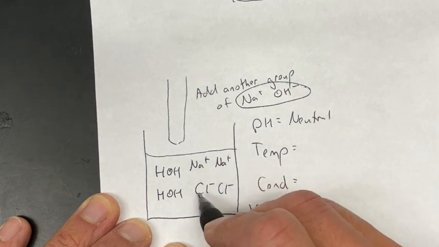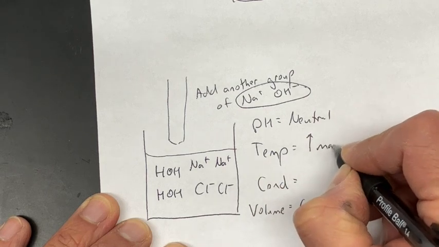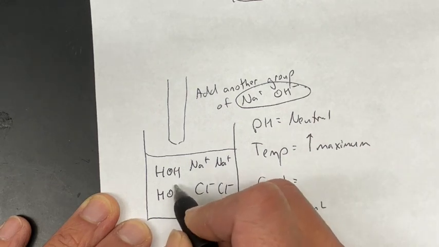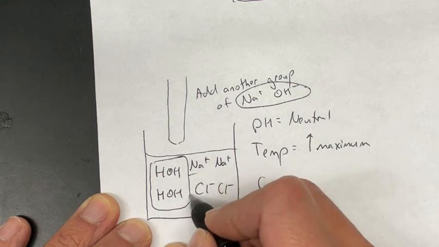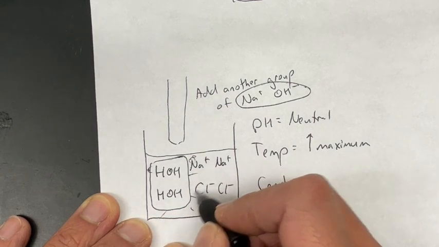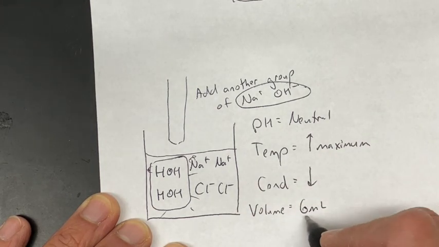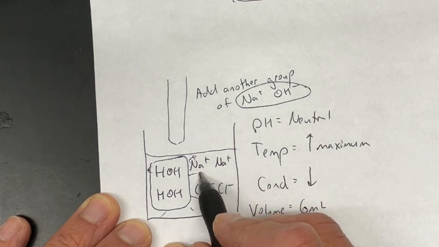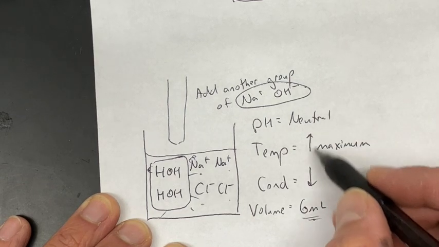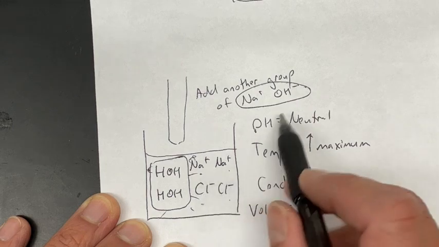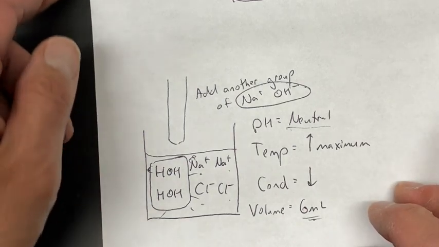My temperature keeps going up, but now it's at the maximum. And why is that? Well, we have now made all the water that we can. We're making bonds, that's releasing energy, and that's heating up the solution. Conductivity keeps going down because now my volume is at 6 milliliters. I still have 1, 2, 3, 4 ions, but the concentration is going down. So this all keeps on the same track, but this is where it turns neutral. And if I have an indicator, it changes colors at this point.